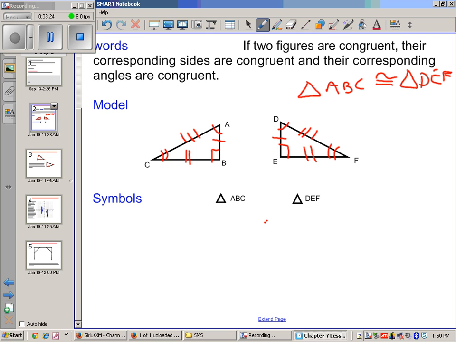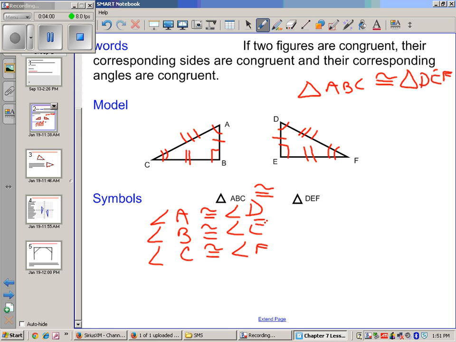Okay, now down to our symbols. First we have our triangle symbol showing congruent. As we've proven this, it'd be that mark right there. Now, congruent angles. What we would do is angle A is congruent to angle D. Angle B is congruent to angle E. And angle C is congruent to angle F.